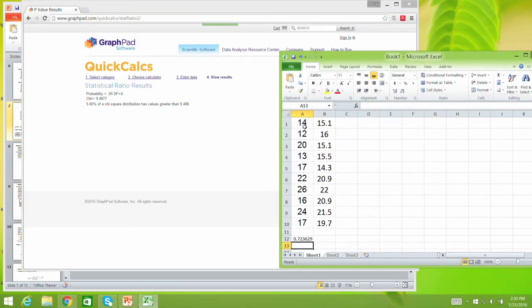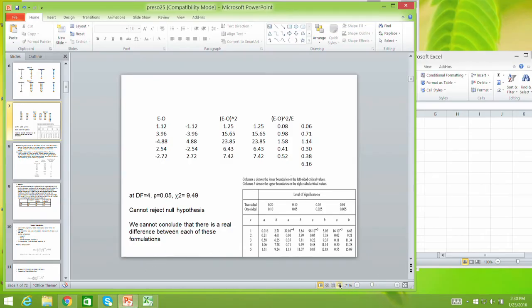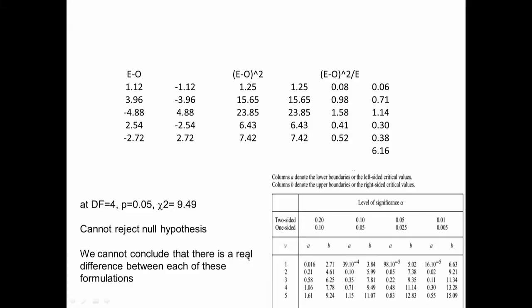The chi-test command in Excel can do this problem, and it can give you a probability, so we can conclude that there is no reason for us to reject the null hypothesis. That means we cannot conclude that there is a real difference between each of these formulations. Obviously that is because we have to accept the null hypothesis.